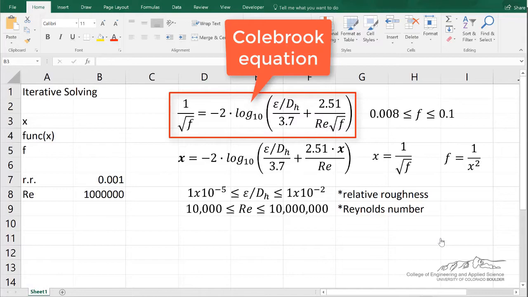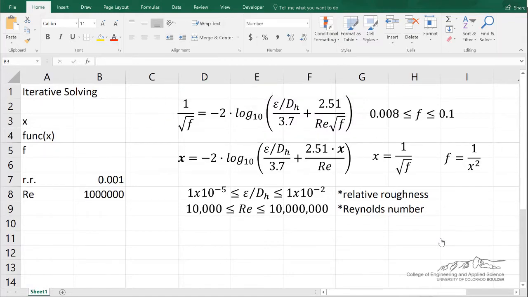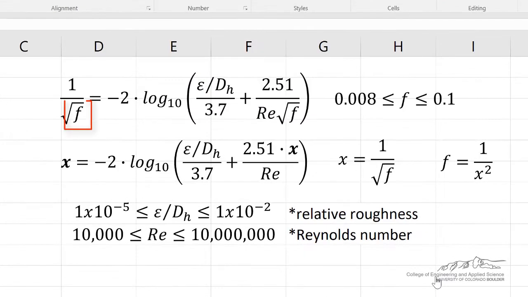The Colebrook equation relates the friction factor in fluid dynamics, which is little f here, to the relative roughness, the ratio epsilon over big DH, and the Reynolds number, which is Re. This equation was specifically set up because it can be solved nicely using iterative solving. Back in the day, several decades ago, when computational power wasn't as advanced as it is now, engineers would use this equation to solve for the friction factor.